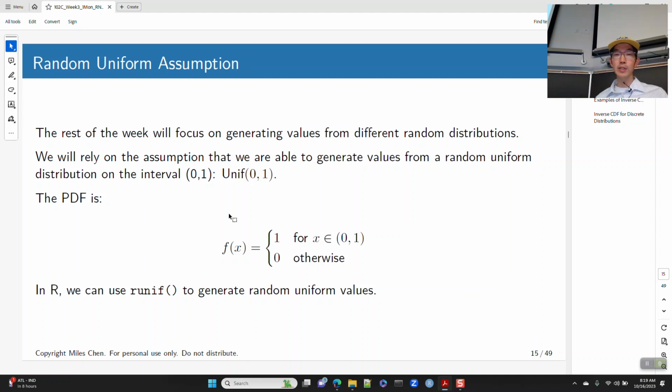All right, so for the rest, we will focus on generating values from different distributions. We're going to rely on the assumption that we are able to generate values from a random uniform distribution from 0 to 1. So we're going to just assume the computer is able to give us random uniform values. Therefore, the PDF of the random uniform is 1 for values between 0 and 1, and 0 everywhere else, and we just use runif to generate values.